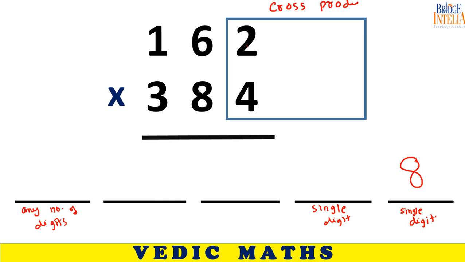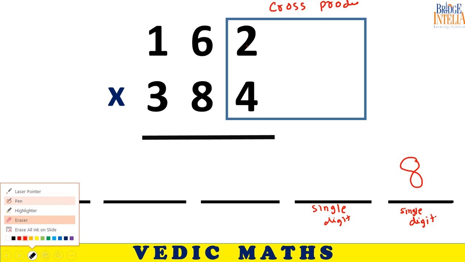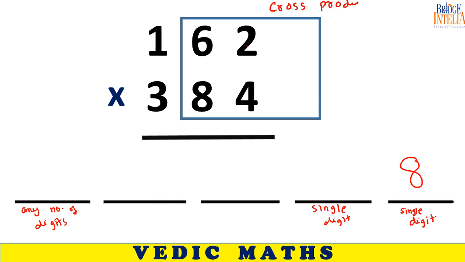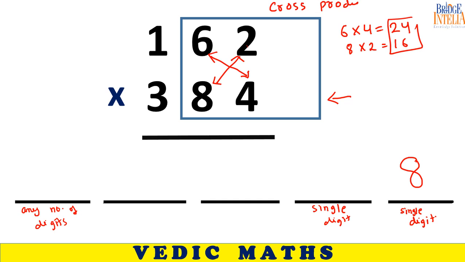Now let's move the box further. So now the box is moved further in this direction. Now there are four numbers inside the box. Find the cross connection product of these four numbers. So 6 is connected with 4. So 6 fours are 24. 8 is connected with 2. So 8 into 2 is 16. So 24 plus 16 is 40. But the problem is that we can write only one digit at a time in this blank space. So out of 40, you can write only 0 here. So write 0 and the remaining 4 is transferred as carry forward.